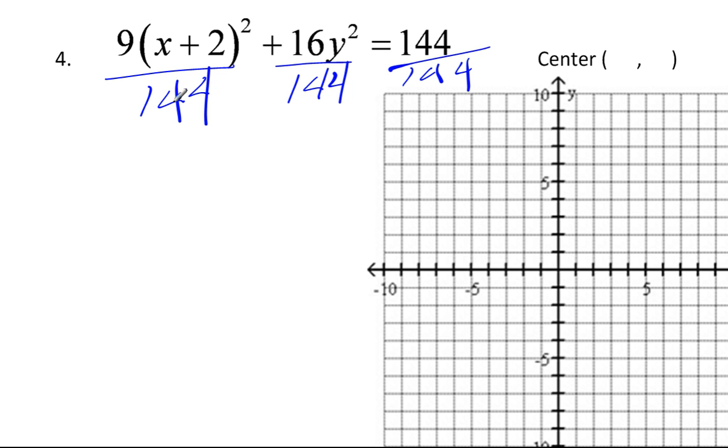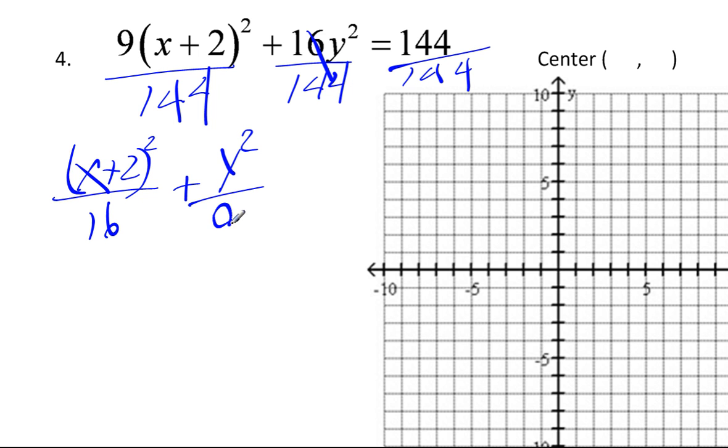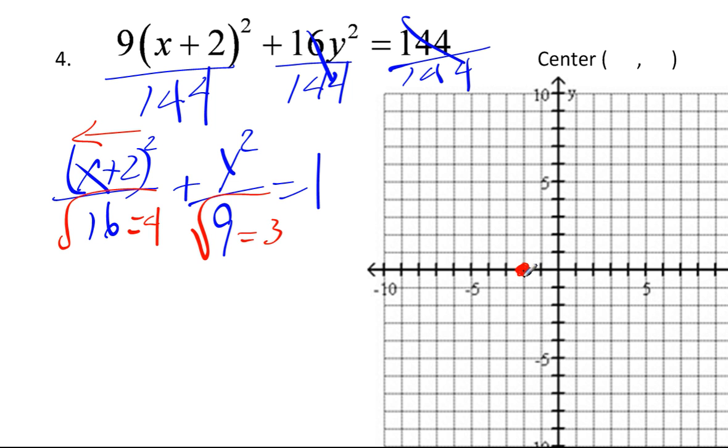Nine goes in 144, I believe 16 times. So we're going to get x plus 2 squared over 16. That's going to go into it 9 times, so plus y squared over 9. And that just goes away to leave the 1. So we're going to go to the left 2. We're not going up and down at all. And square root of these means 4 and 3 are our sort of radius numbers.